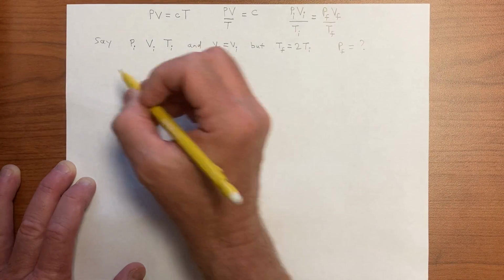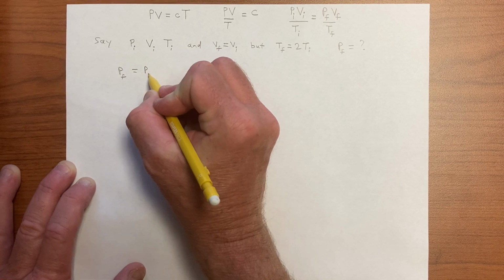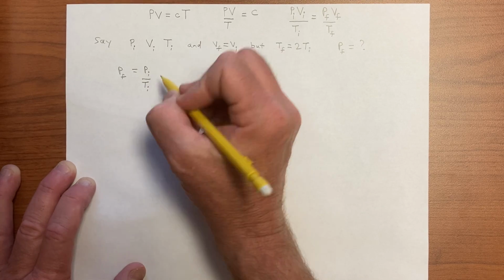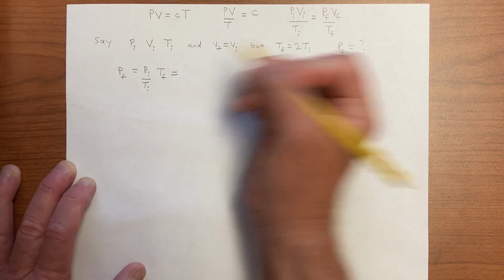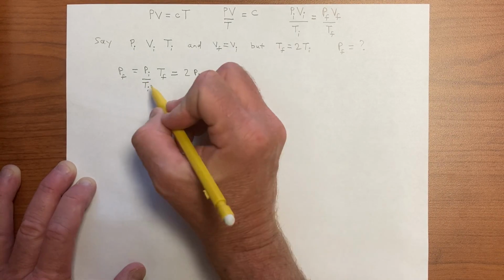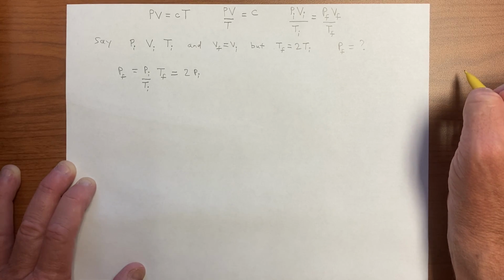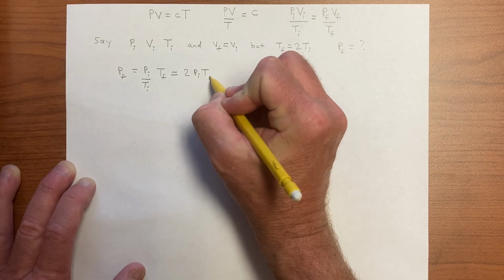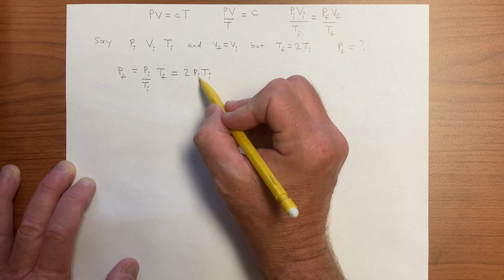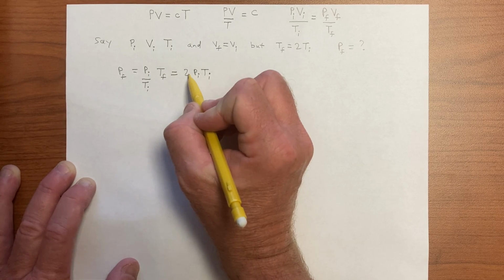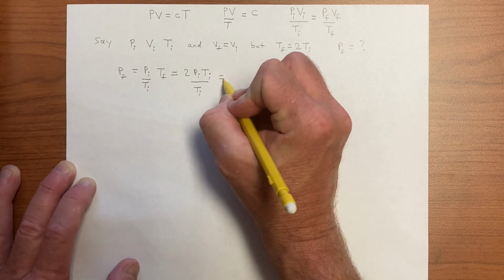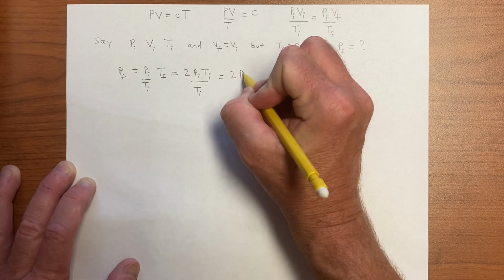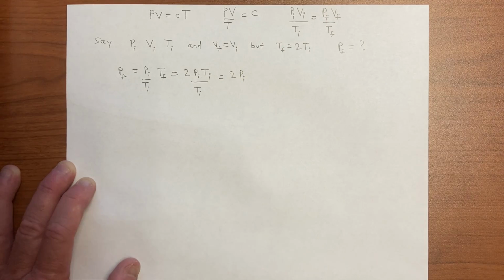Okay, so P final, related by these relations, is equal to P initial over T initial times T final, right? We're bringing it to that side, so we multiply times T final, and these quantities are given. So we have P initial times 2T initial over T initial. I just brought the 2 to this side. These cancel out, so that's twice P initial. So the pressure, unsurprisingly, doubles for this ideal gas.